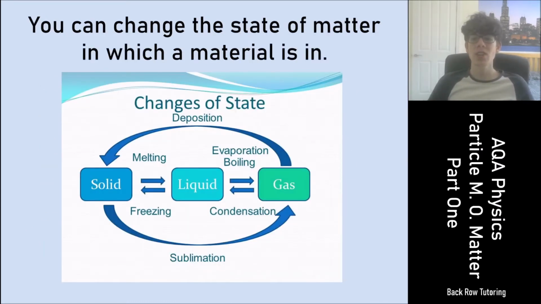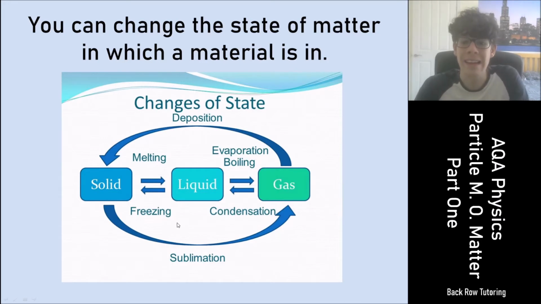So you can change the state of matter in which a material is in. So going from a solid to a liquid, well, that's known as melting. Like if you have an ice cream and it melts, the ice cream becomes a liquid, doesn't it? It melts. If you go from a liquid to a solid, well, that's freezing. If you take water and you put it in the freezer, you're going from a liquid to a solid. You're going from water to ice. You are freezing that water.